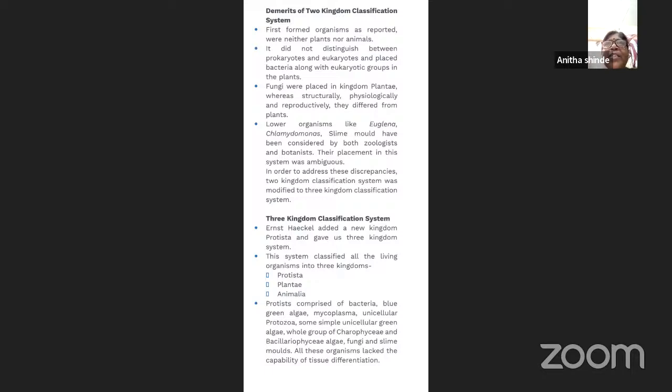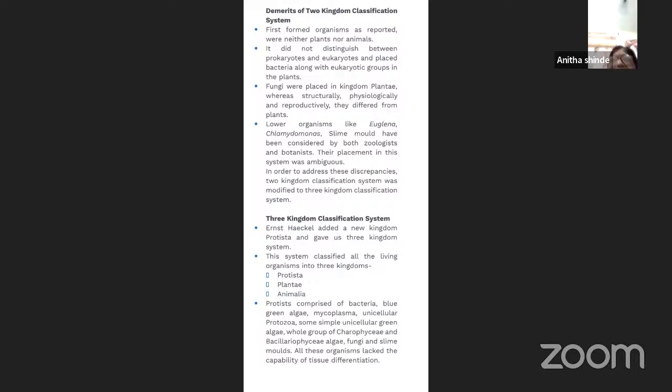So there are certain organisms, lower organisms, which possess both the animal characteristics as well as the plant characteristics. So that is the reason why it is very difficult. Since these were considered by both the zoologists and the botanists, their placement actually was a little bit ambiguous. So this is the reason why there were a lot of discrepancies. So this 2-kingdom classification was modified to 3-kingdom classification system.